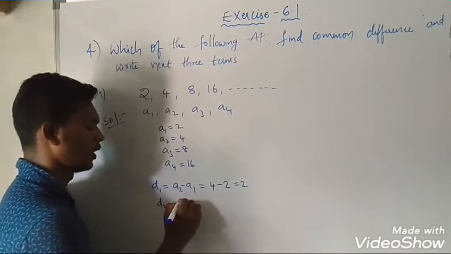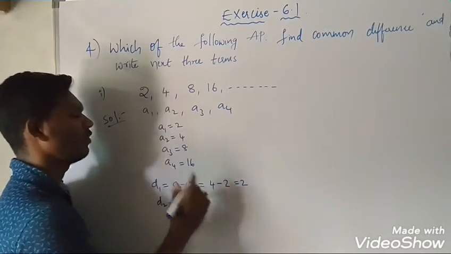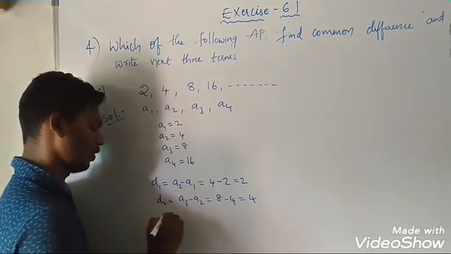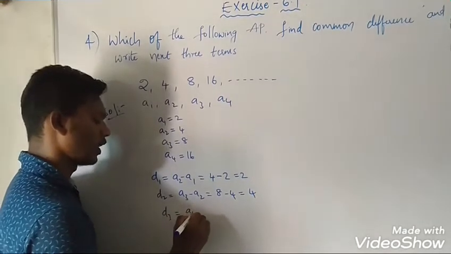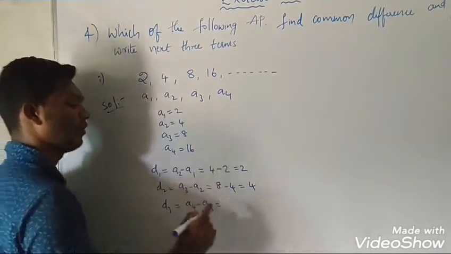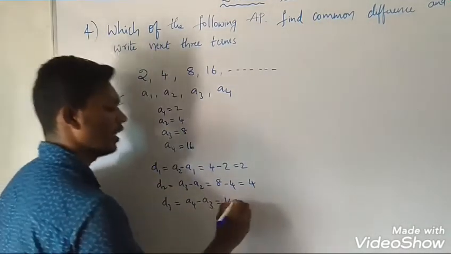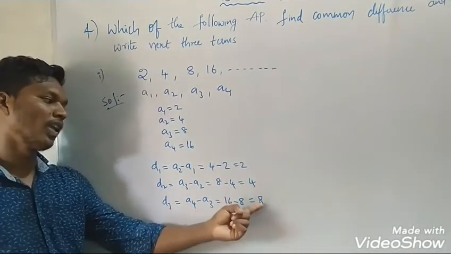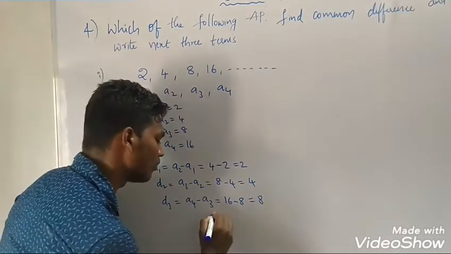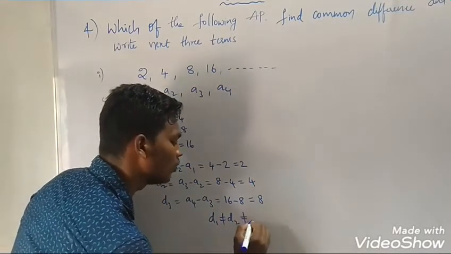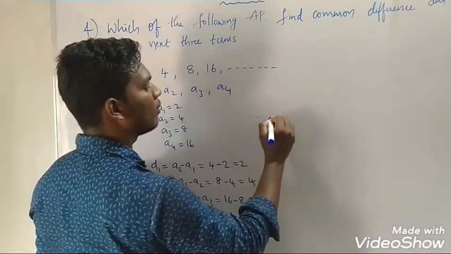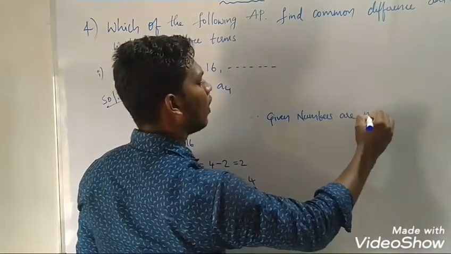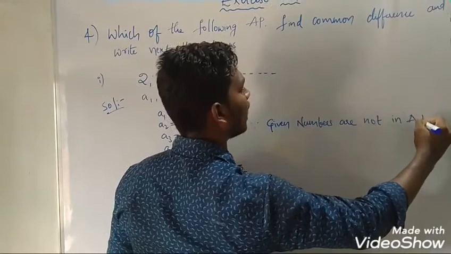Next, D2 means A3 minus A2. The value of A3 is 8 and the value of A2 is 4, so 8 minus 4 will be 4. And D3 means A4 minus A3. A4 is 16 and A3 is 8, so 16 minus 8 will be 8. See friends, the common differences are 2, 4, 8. Here the common difference is not the same, so D1 is not equal to D2, which is not equal to D3. Therefore the given numbers are not in AP.